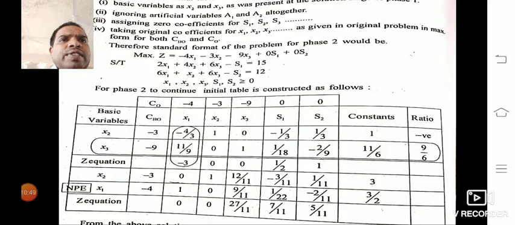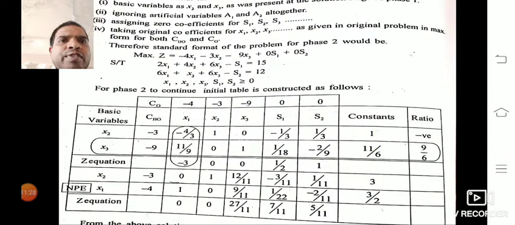We are getting the z equation as minus 3, 0, 0, 1 by 2. Minus 3 is the entry column, that is x1, and x3 is the leaving row, where we are getting minus 4 by 3 and 11 by 9. Just encircle that one. When it comes to the ratio column, minus 4 by 3 is negative, and for the positive we can take only 9 by 6. So x3 is the leaving row, since that is the positive value.